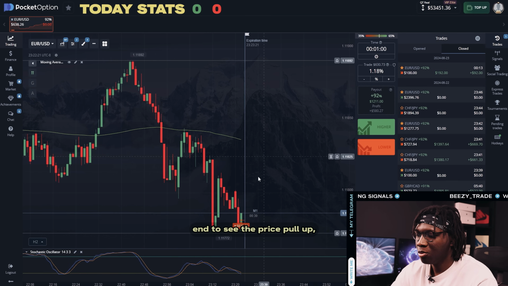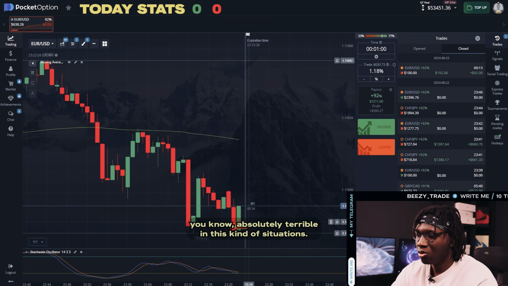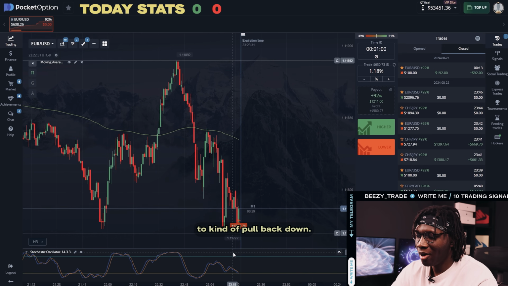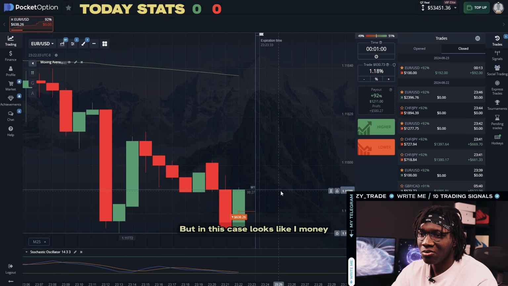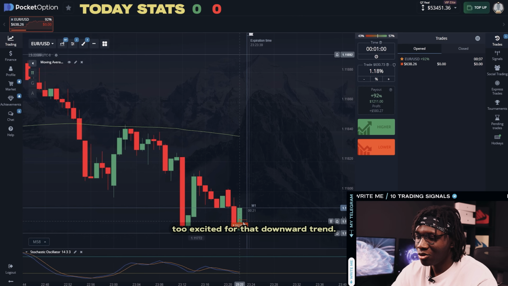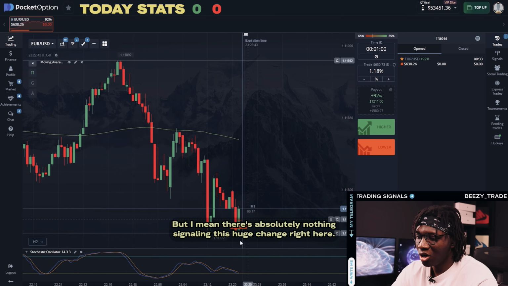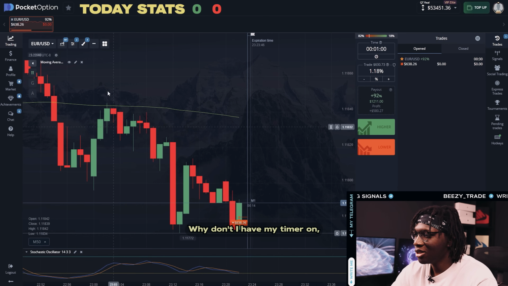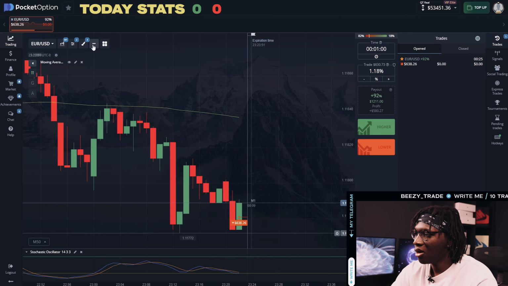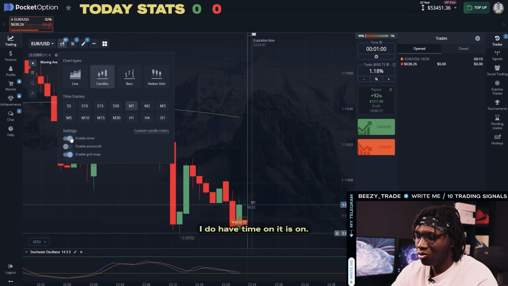You can see the price pulling up, which could be absolutely terrible in this kind of situation. We're expecting that to kind of pull back down, but in this case, it looks like I might have entered a little bit too excited for that downward trend. But I mean, there's absolutely nothing signaling this huge change right here. Why don't I have my timer on? I forgot how you do this. Guys, just give me a second. Yeah, I do have the timer on.